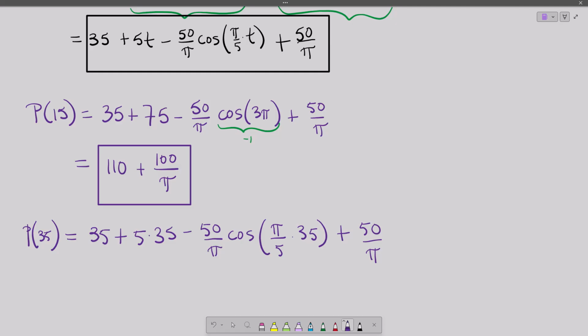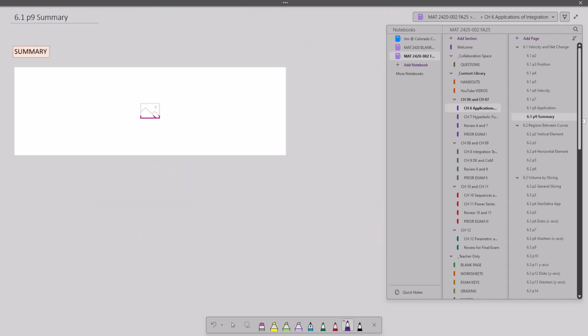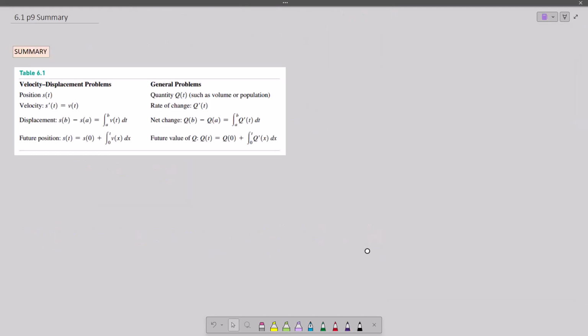All right, let me say one last thing. The final slide here is just the summary. This sort of just talks about the physics application and the generalization to Q or P. So on Thursday, we'll start with 6.2.